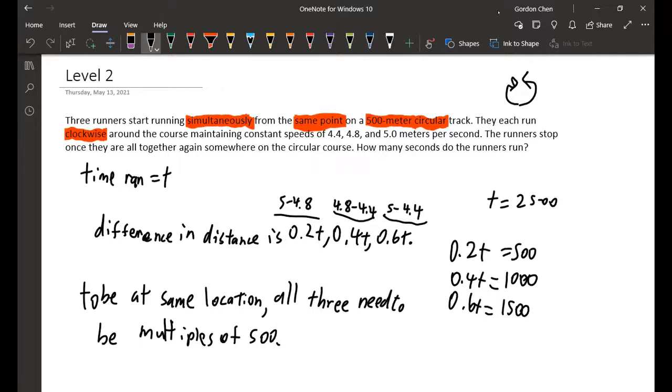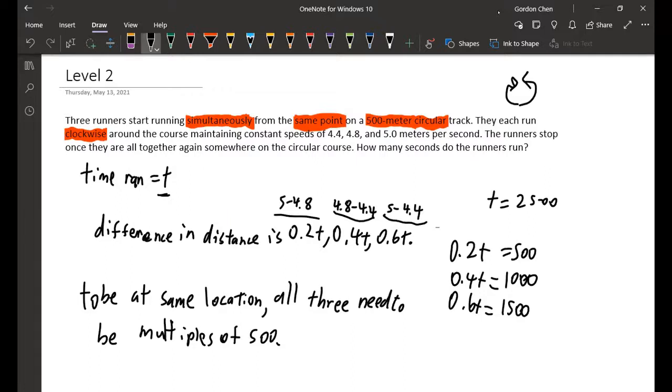So we say that the total time that they ran is T. And so we say the difference in the distances that they run in total is 0.2t, the 0.2 comes from 5 minus 4.8, 0.4t that comes from 4.8 minus 4.4, and 0.6t, and the 0.6 comes from 5 minus 4.4.